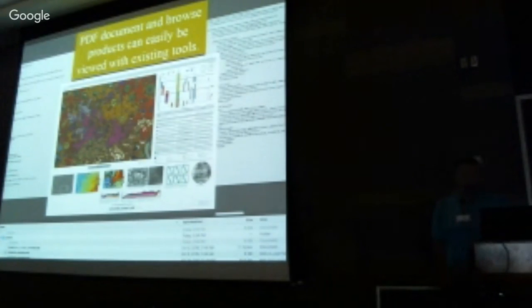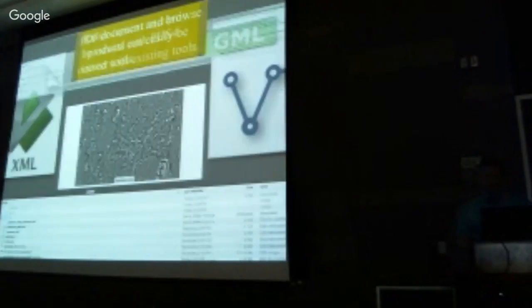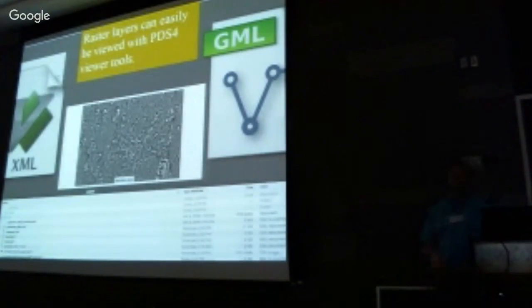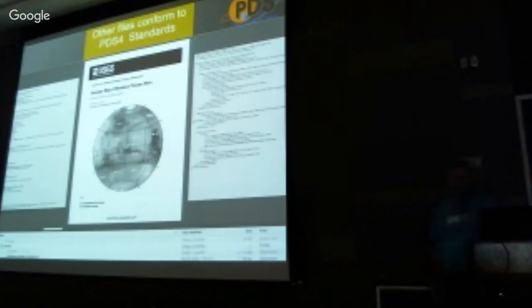The documents that are archived with the USGS can still be archived under PDS, so there's no change there. There would be no change to the raster layers. Those can easily be viewed with PDS4 viewer tools and can be archived utilizing the raster archival requirements from PDS4. Most or all of the other files conform to PDS4 standards already. So the files that you're delivering to Astrogeology's GIS archive already conform themselves; we just don't have the labels that conform to the PDS4 standards.